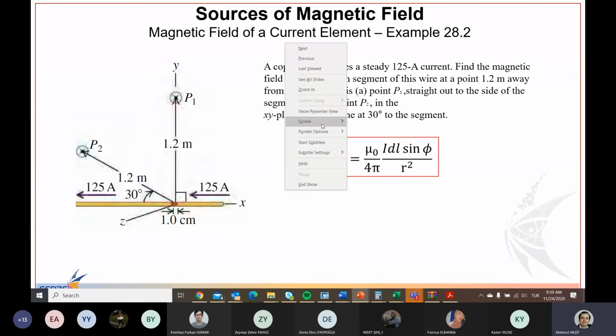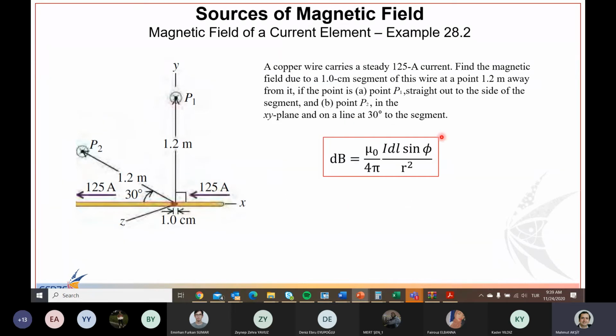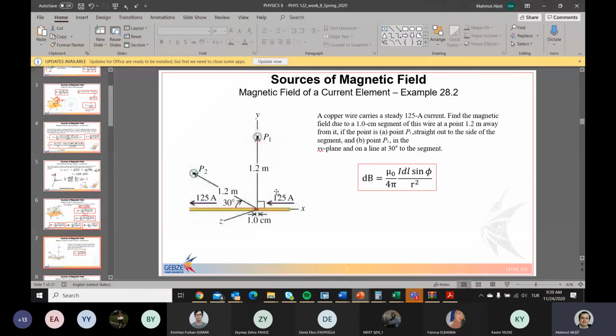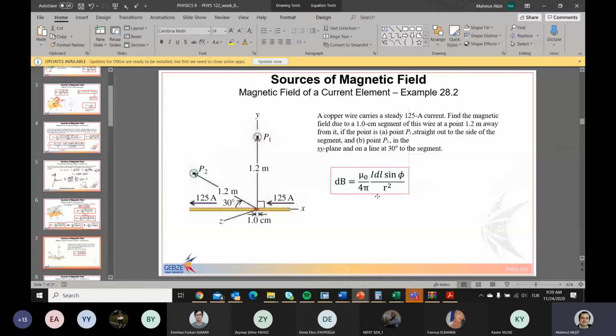Okay, now, let me do it this way. So we have a copper wire that carries a steady current of 125 amps. Find the magnetic field due to the 1 centimeter segment of this wire at a point 1.2 meters away from it. If the point is at A, P1 outside the segment, and P2 here, and it is a 30 degree angle between the wire. So I will do P2, you can do P1, okay?